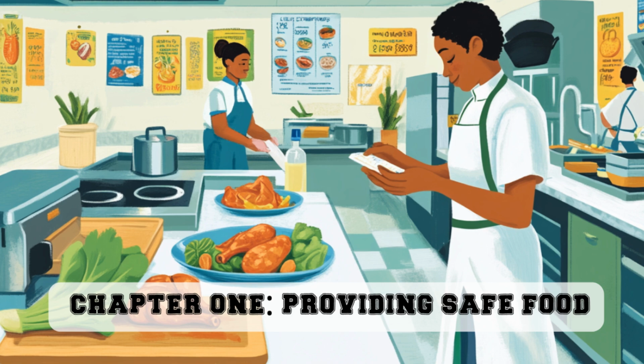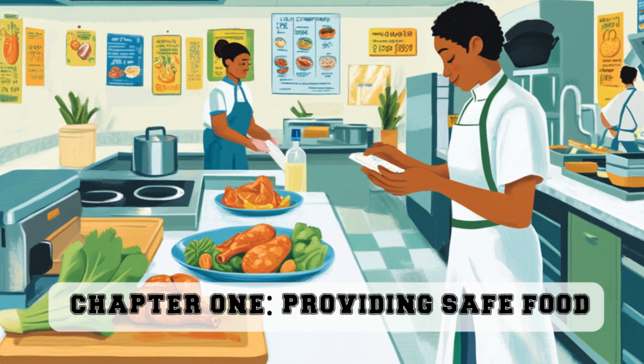Question 2. Which of the following is not a TCS food? A, milk. B, cooked rice. C, canned peaches. D, chicken. Correct answer, C, canned peaches. Canned peaches do not require time and temperature control for safety, unlike TCS foods like milk and chicken. Question 3. Which population group is at higher risk for foodborne illness? A, teenagers. B, elderly people. C, office workers. D, athletes. Correct answer, B, elderly people. Elderly people have weakened immune systems, making them more vulnerable to foodborne illnesses.